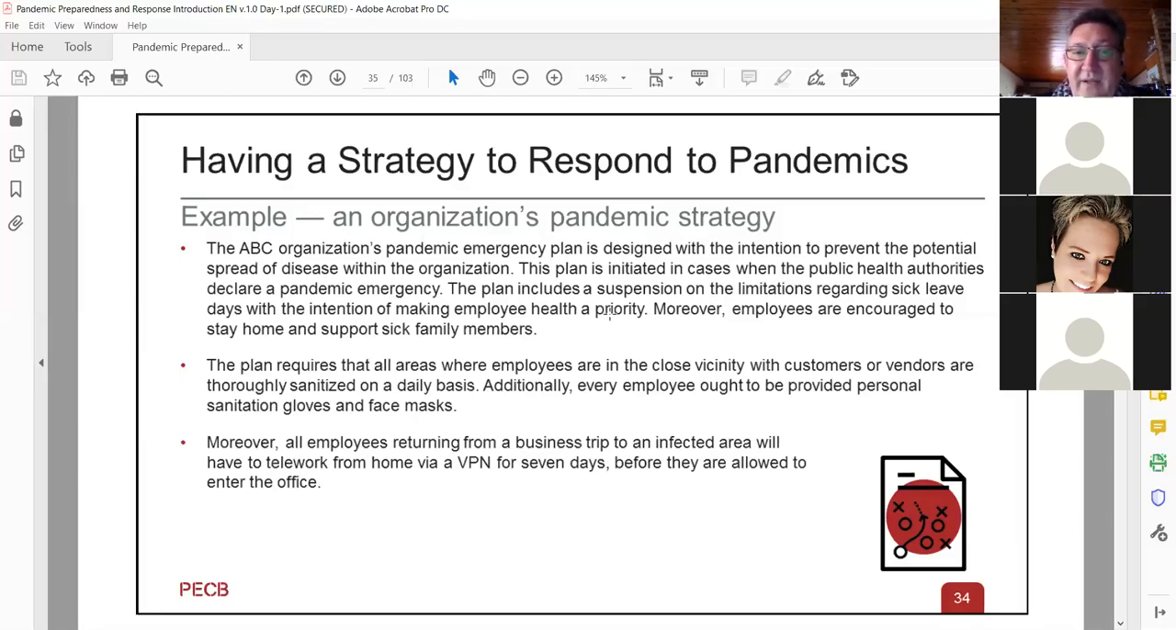So the plan includes a suspension on the limitations regarding sick leave days, with the intention of making employee health a priority. Moreover, employees are encouraged to stay home and support sick family members. The plan requires that all areas where employees are in close vicinity of customers or vendors are thoroughly sanitized on a daily basis. And this is where we are actually sitting with Paul.